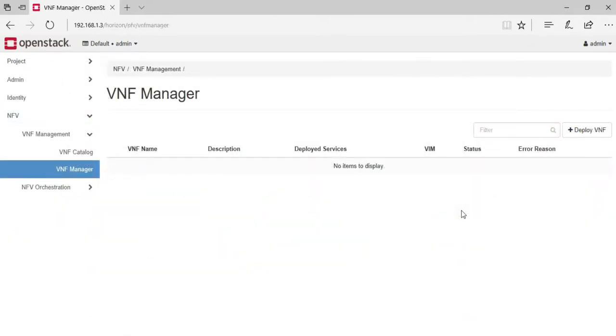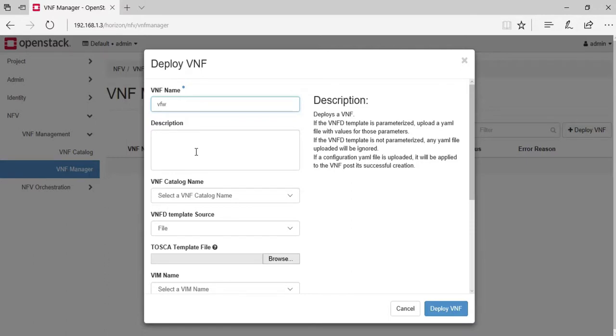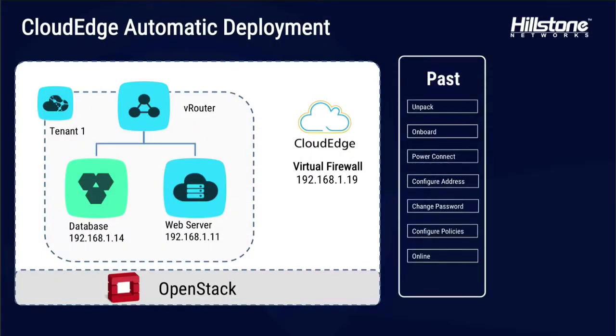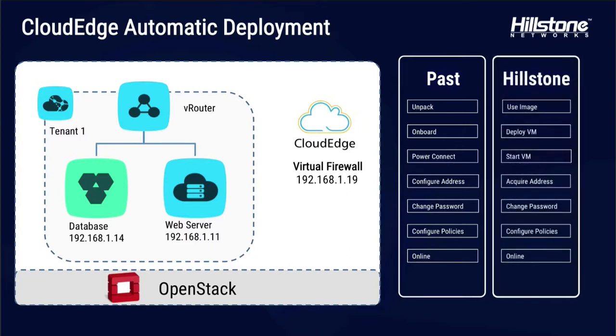Now let's deploy a virtual firewall through the VNF Manager menu. Click Deploy VNF, input a name, select a catalog, select a VIM name, then click Deploy. In the past, when a firewall was deployed in a remote data center, you needed to install a physical appliance in that data center. To deploy a virtual firewall in today's cloud environment, start a VM from an image, configure the network, set up users' passwords, configure policies, and so on.